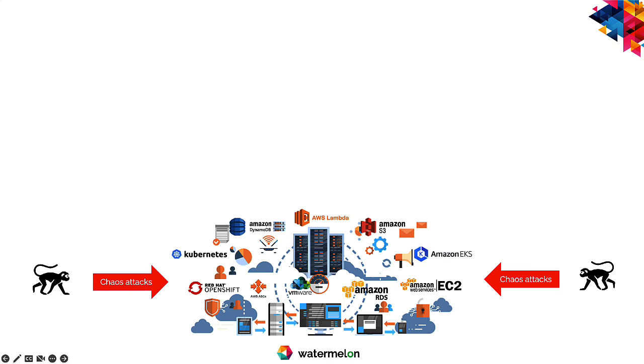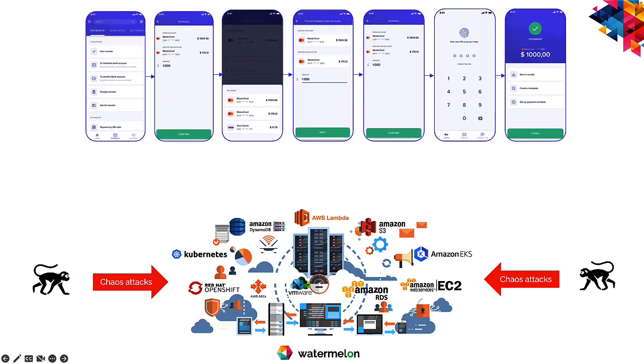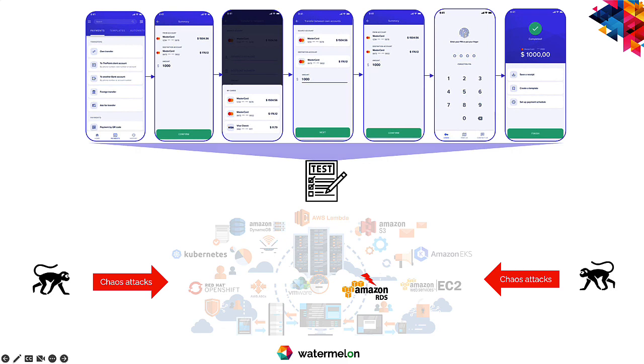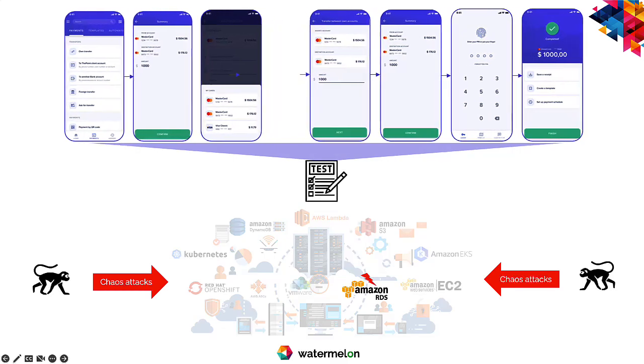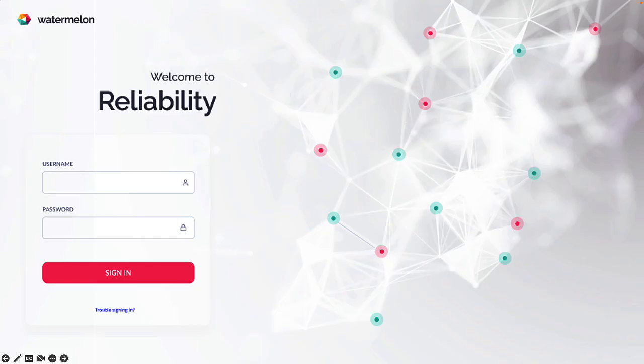What we are going to see is how Watermelon can take cognizance of the complex infrastructure your application runs on and introduce chaos attacks into that infrastructure, simultaneously executing functional testing scenarios so that the moment anything is injected as a chaos failure, we can see what exactly fails or degrades in the user journey, and Watermelon can tell you what exactly is wrong before it actually hits a customer. Let's have a look at how this is done.